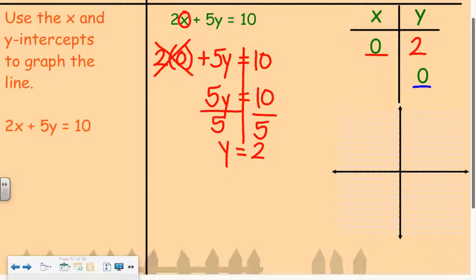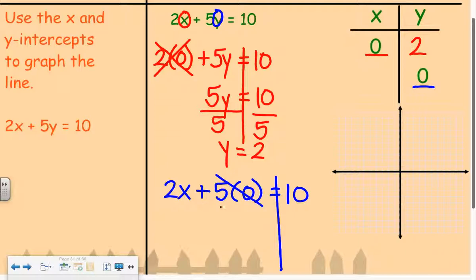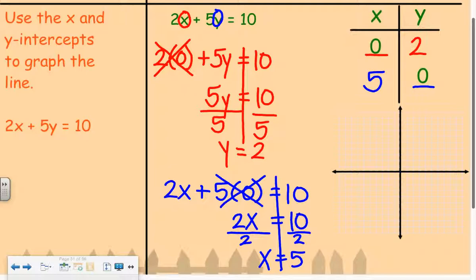Now I'm going to take this 0, and since it's under the y column, I'm going to plug it in here for y. So 2x plus 5 times 0 equals 10. Well, 5 times 0 is 0. So I'll bring down my 2x, bring down my 10. In order to get x by itself, I have to divide both sides by 2, and I end up with x equals 5. So since it's x equals 5, I'll put that under the x column.